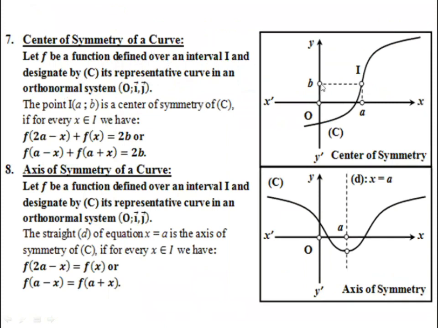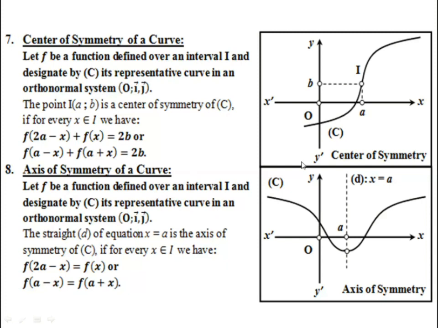Center of symmetry of a curve. Here we have a function f and C its representative curve. The point I has coordinates a and b. To prove that I with coordinates (a, b) is the center of symmetry of the curve, we have to prove one of these two conditions: either f of 2a minus x plus f of x equals 2b, or f of a minus x plus f of a plus x equals 2b. If one of these conditions is proved, then we can say that the point I with coordinates (a, b) is the center of symmetry of the curve C.